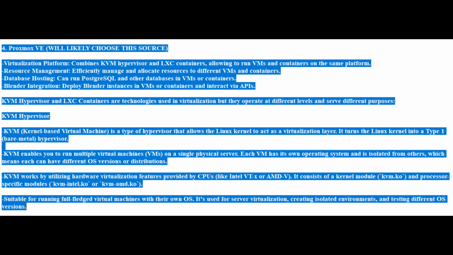Each VM has its own operating system and is isolated from others, which means each can have different OS versions or distributions. KVM works by utilizing hardware virtualization features provided by CPUs, like Intel VT-x or AMD-V. It consists of a kernel module, kvm.ko, and processor-specific modules, kvm-intel.ko or kvm-amd.ko. Suitable for running full-fledged virtual machines with their own OS. It's used for server virtualization, creating isolated environments, and testing different OS versions.